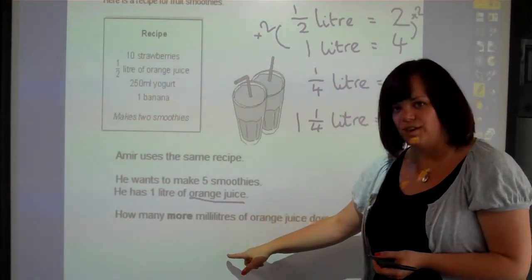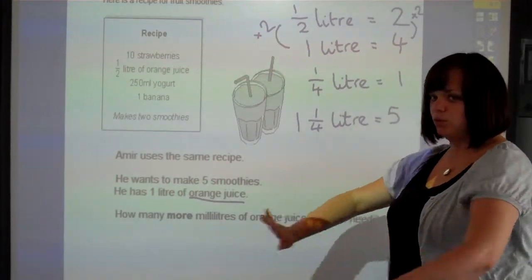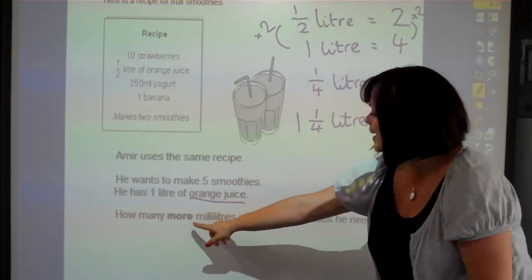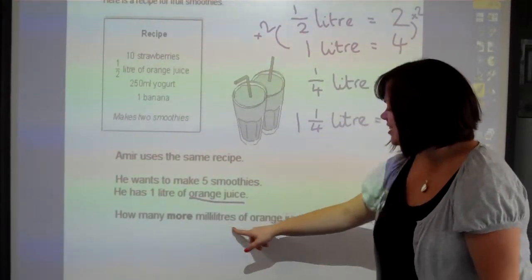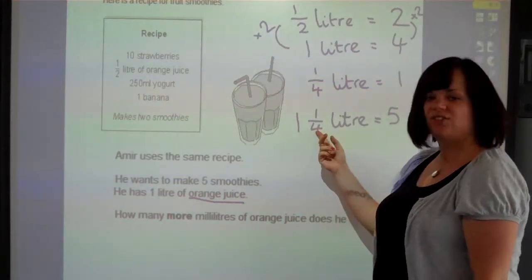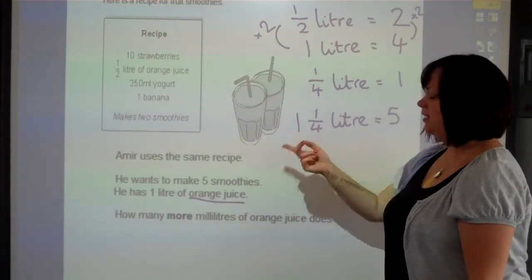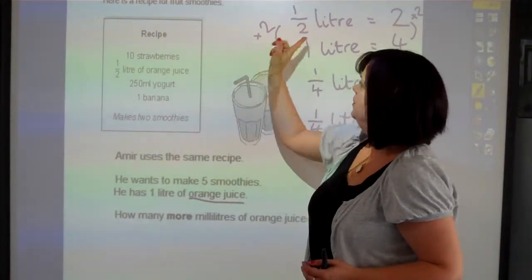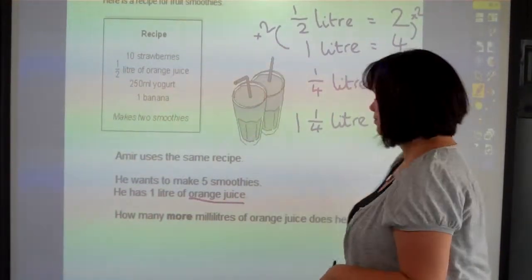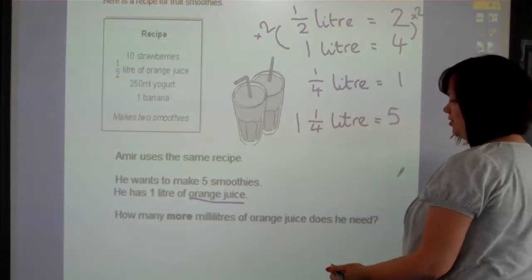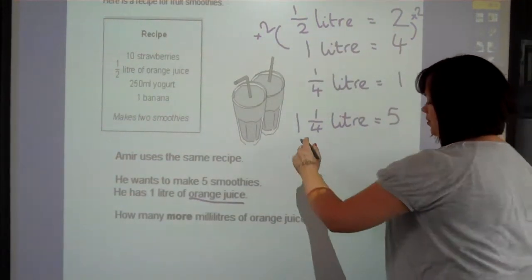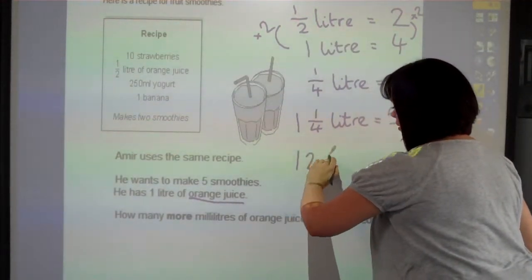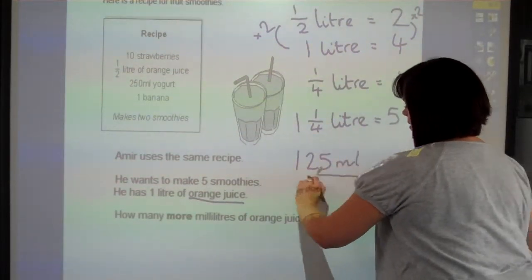But it doesn't ask you for that. That is not the answer. Don't write 1/4. Okay? It says how many more millilitres of orange juice. So now we have to change this 1/4 of a litre into millilitres. Well, I know half is 250 millilitres. We've done it already in the previous bit of the question. So if I halve that again, I'll get 1/4, which is 125. So the answer is 125 millilitres.